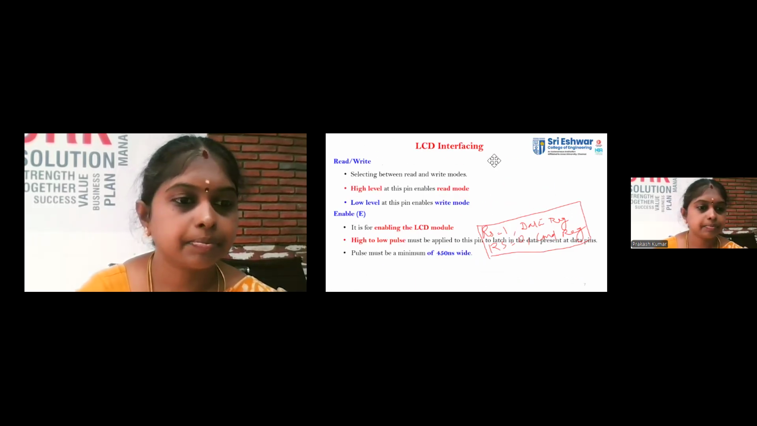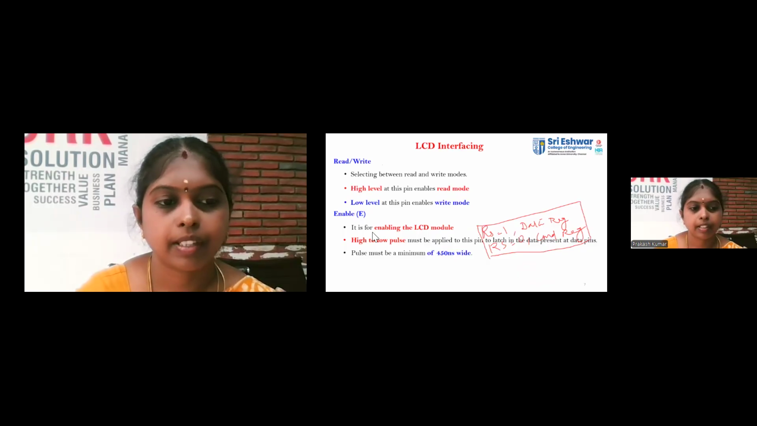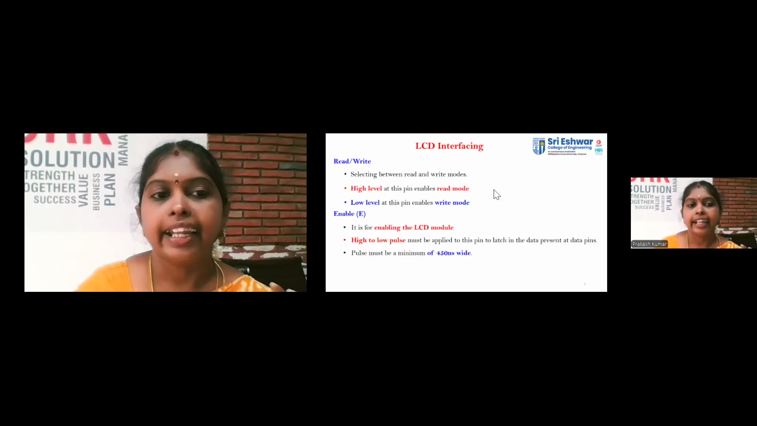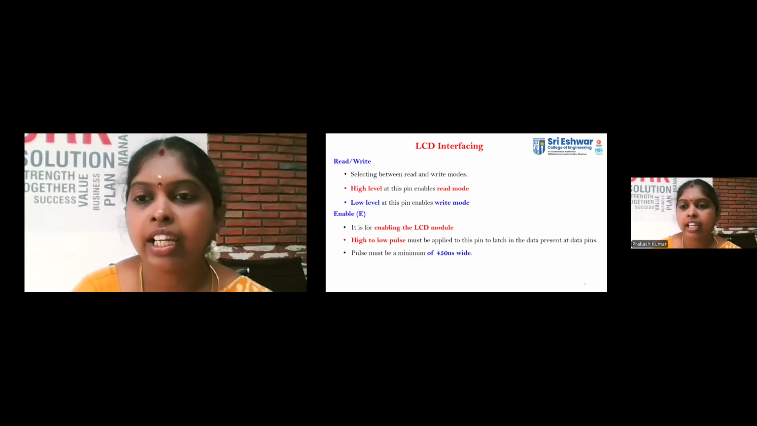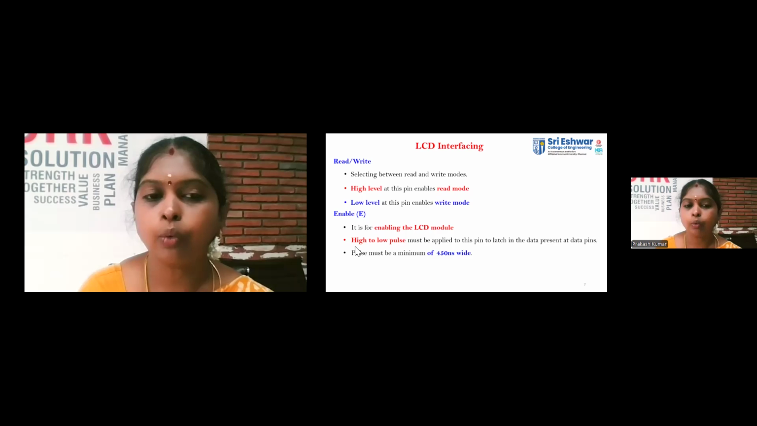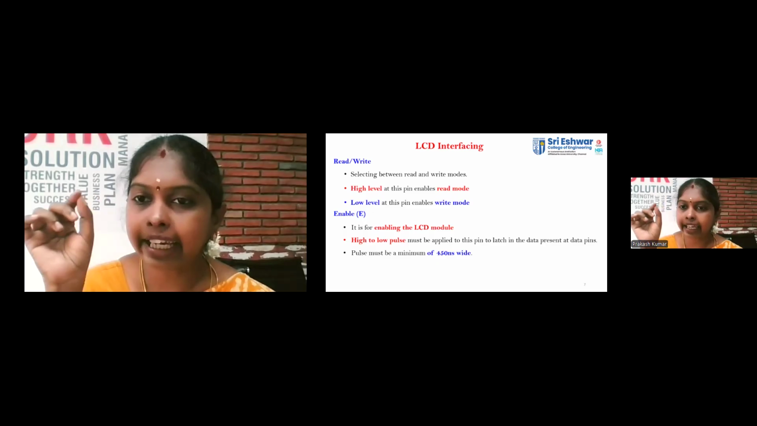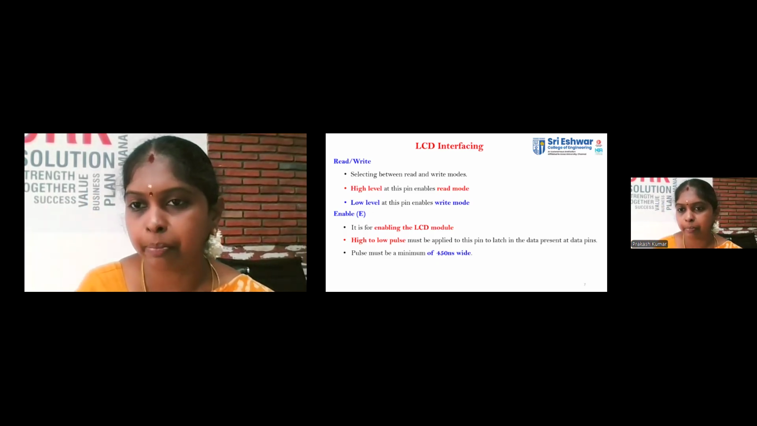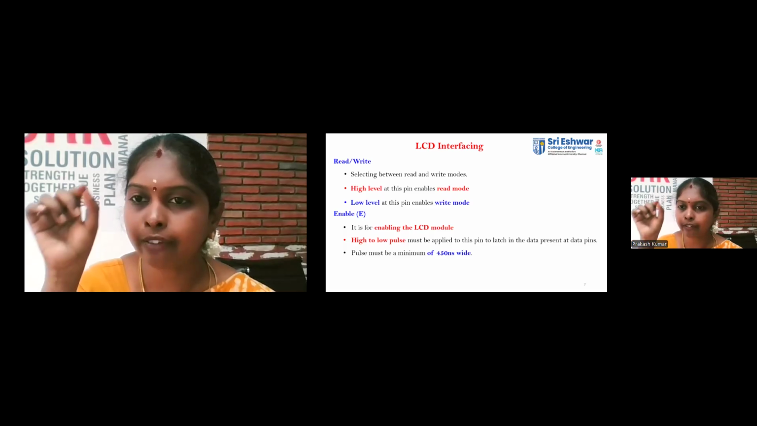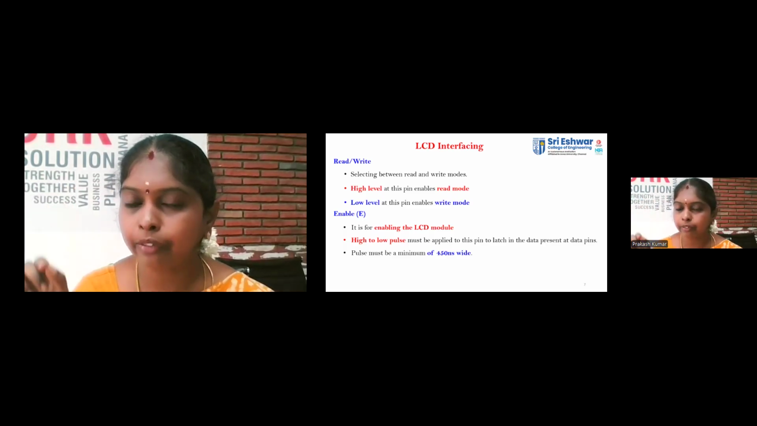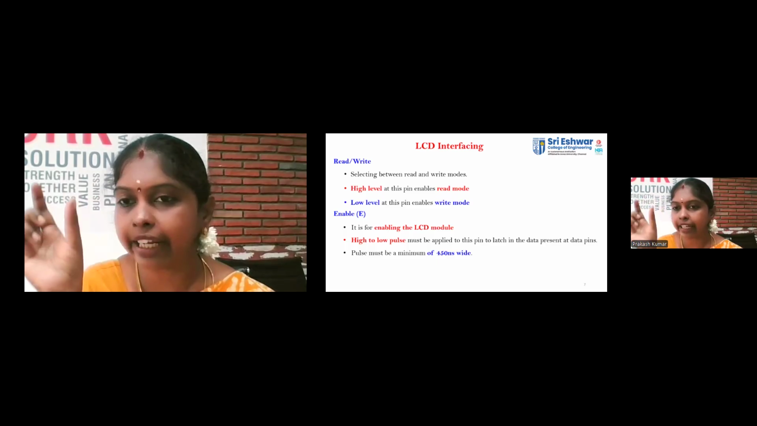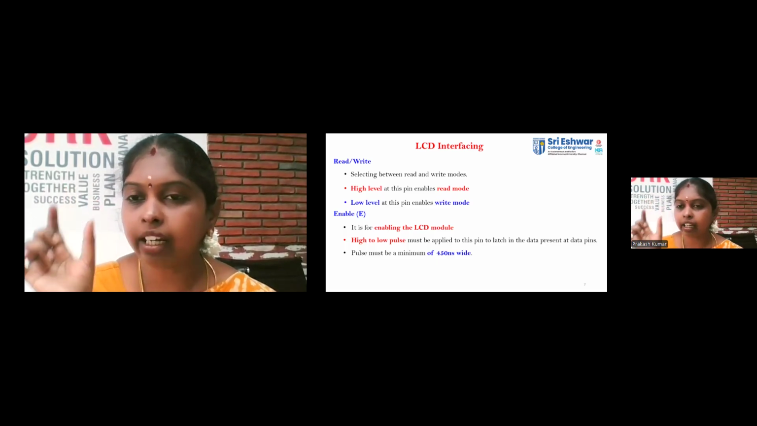Next is read write. We have seen this already. When RW equal to 1, it is a read operation. When RW equal to 0, it is a write operation. Enable pin. This I want to tell you. How you enable your command as well as data is you have to give a high to low pulse on that particular pin. High pulse, then low pulse, which means you first give a 1. After that, you give a 0 with some delay. That is a high to low pulse. High means 1, low means 0.